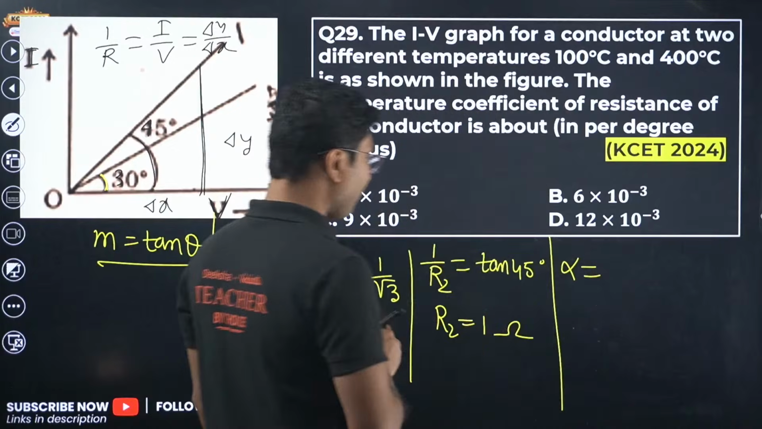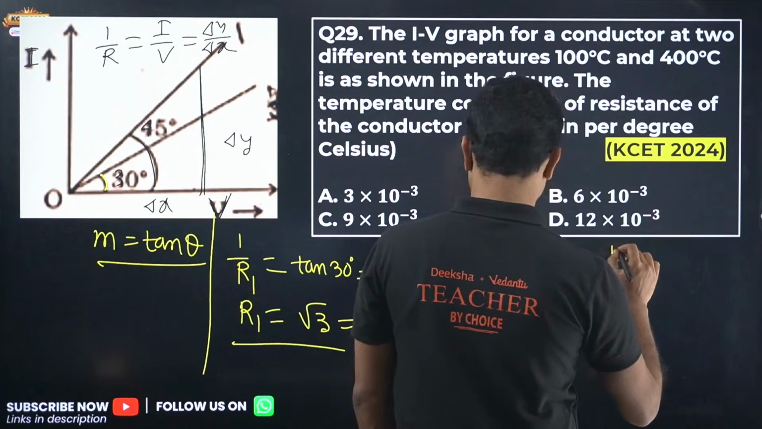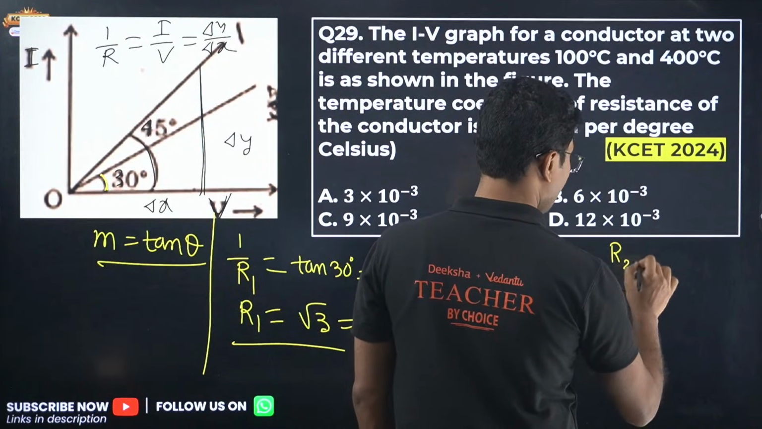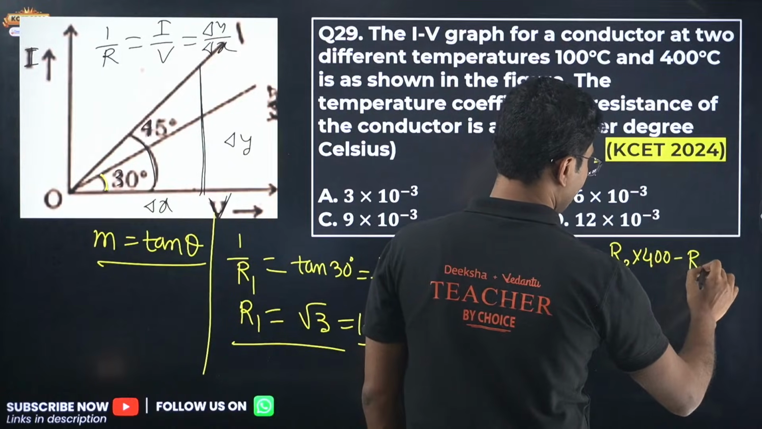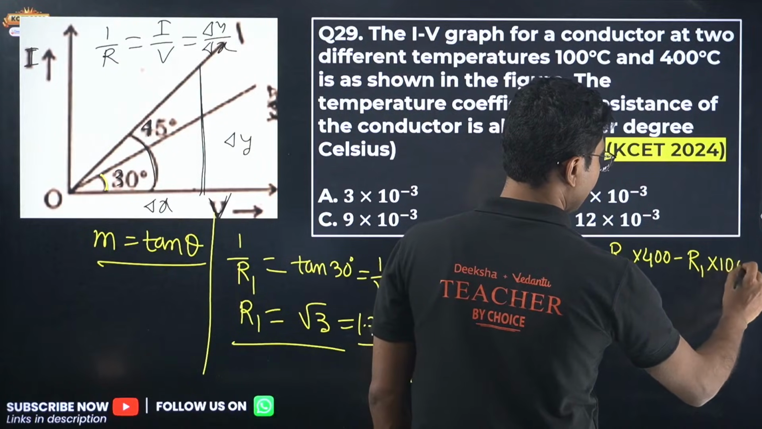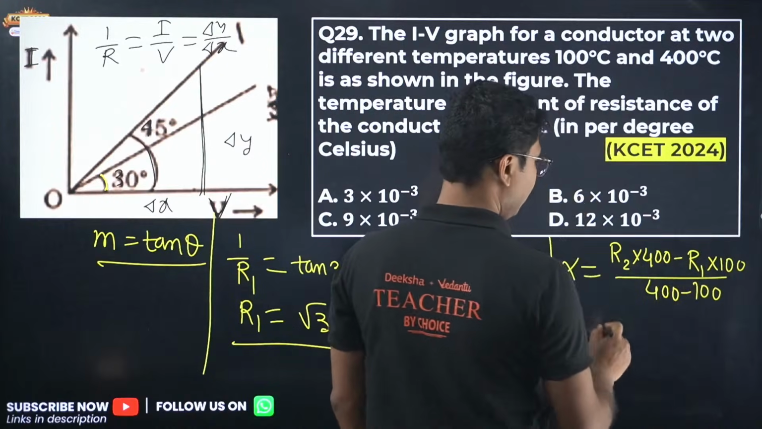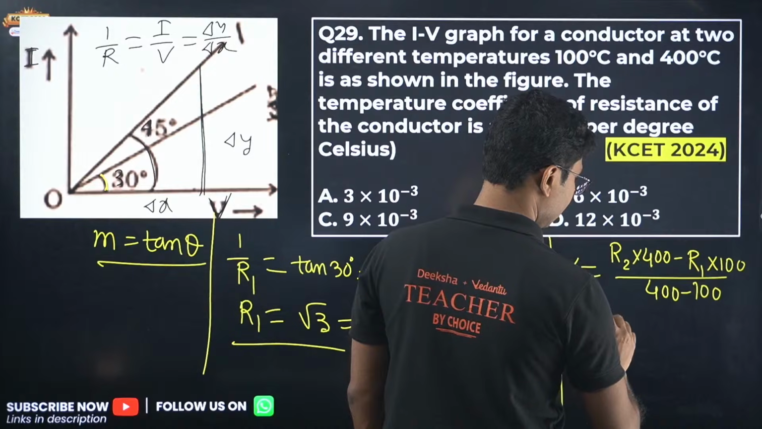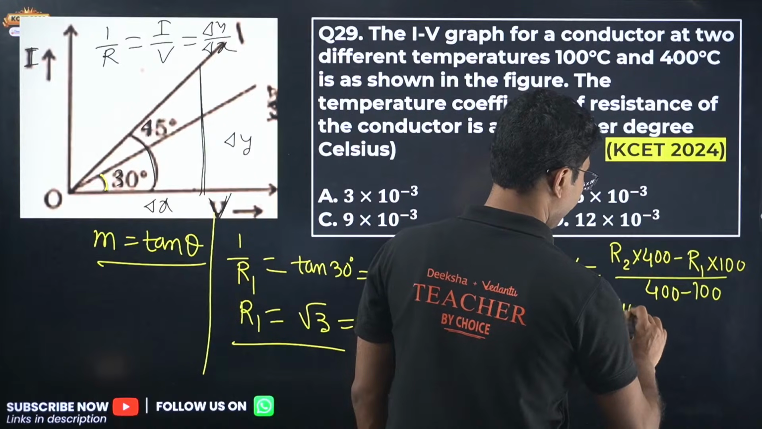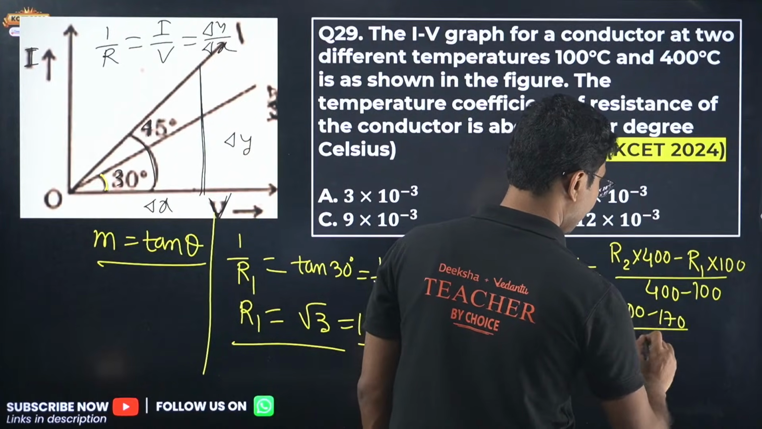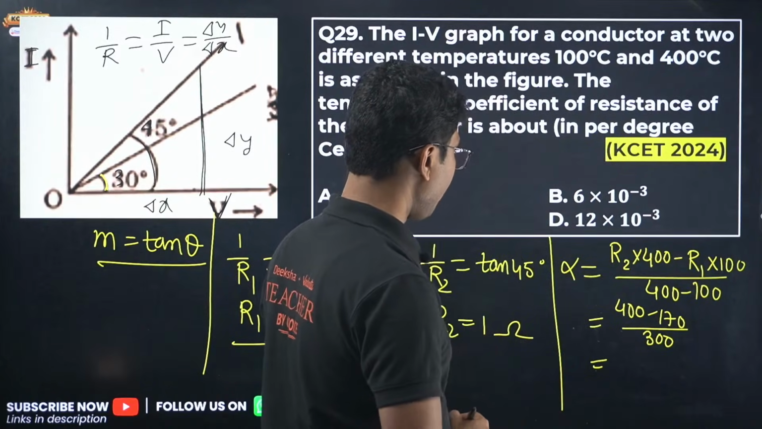So how to calculate the temperature coefficient? You have to multiply the smaller resistance with higher temperature minus the higher resistance into lower temperature divided by the difference in temperature. Okay, so it will be 400 minus 170 divided by 300. Am I doing it correct?